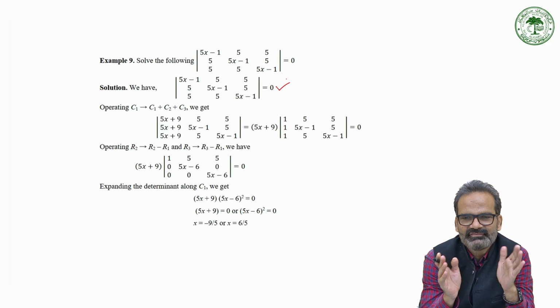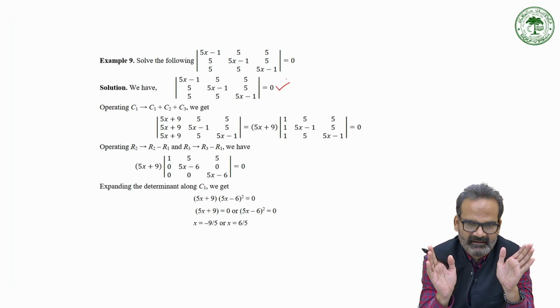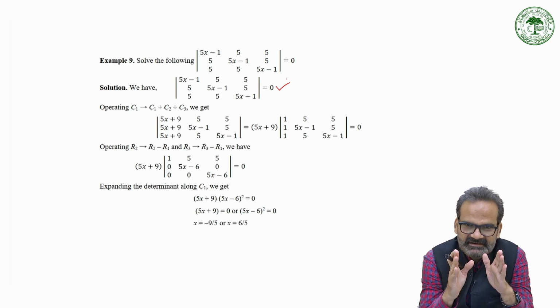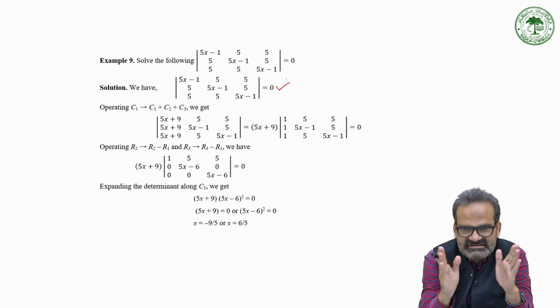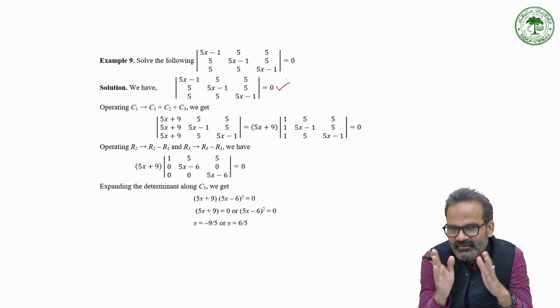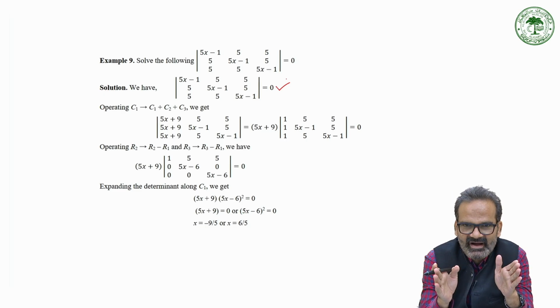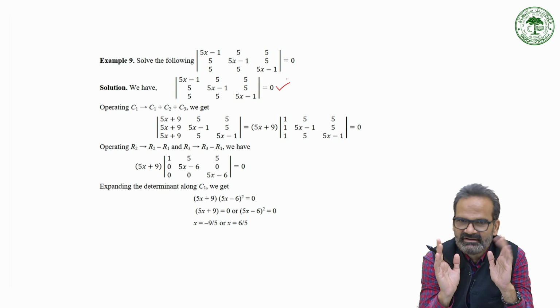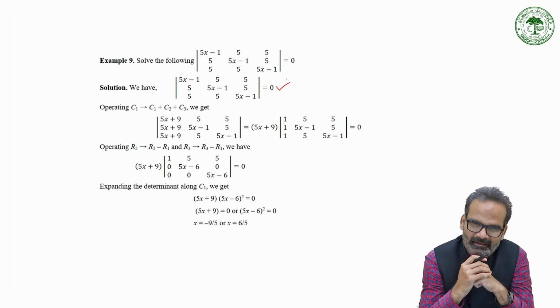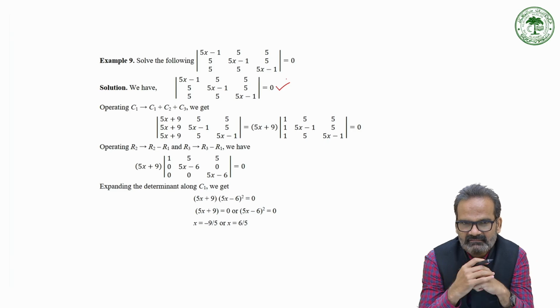See, case 1, if you don't want to use any operation: this is a determinant of order 3. You can expand this determinant along any row or any column and then simplify it. You will get an equation in x and then solve that equation. You will get the value or values of x. This is method 1. Of course you can find the solution of this question this way, but the calculation is lengthy and it's also time consuming.